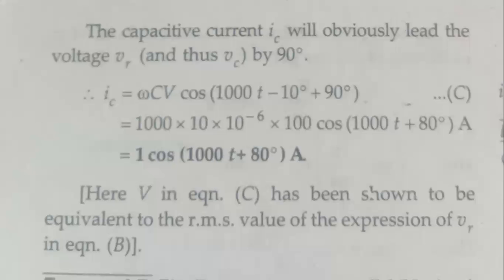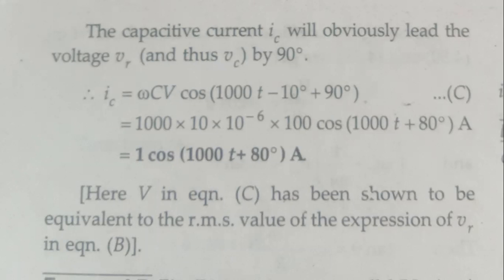Now come towards the next, that is the capacitive current IC, which will obviously lead the voltage VR. And how is it possible, leading and lagging? Already yesterday, in one of the cases, I told you the current always leads in the capacitance, whereas the current lags in the inductors. So the same thing we need to apply here. They lead and lag by 90 degrees.